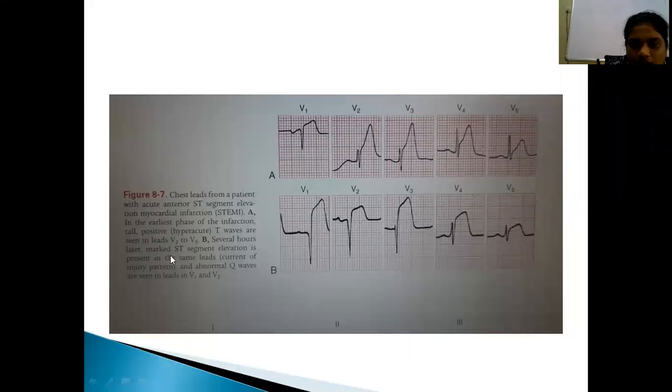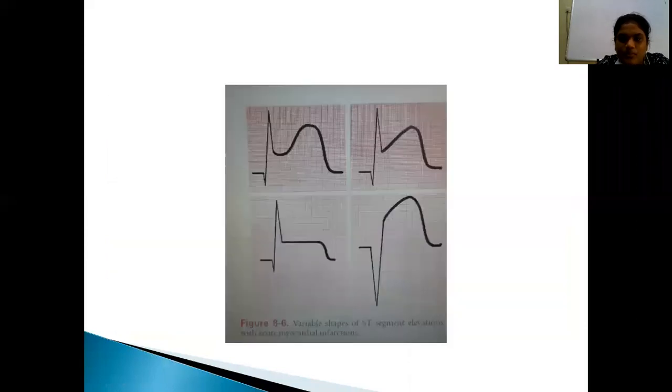And several hours later, see the marked ST segment elevations we are able to see here. And the abnormal Q wave is also almost ready to form, which we can see in V1 and V2 leads. This is an acute anterior MI. These are the variable types of ST segment elevations in acute myocardial infarction.